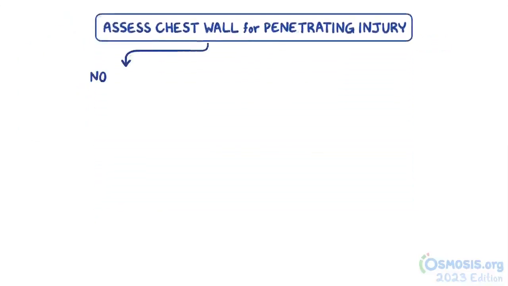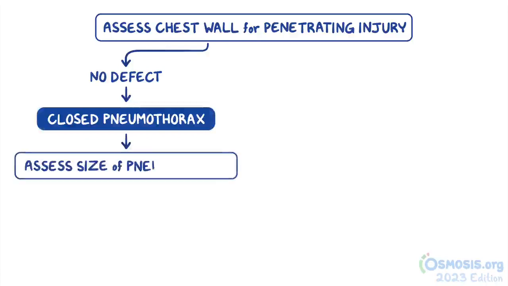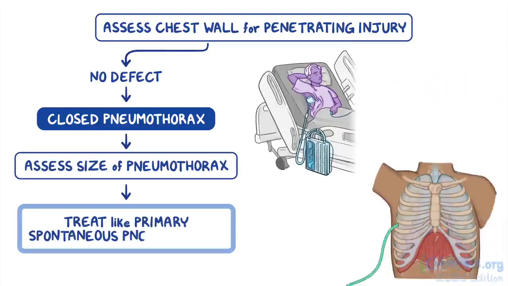If there's no chest wall defect, non-spontaneous pneumothorax is classified as a closed pneumothorax. So, your next step is to assess the pneumothorax size and treat it just like you would treat the primary spontaneous pneumothorax.